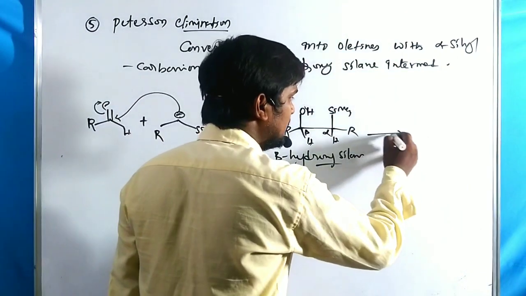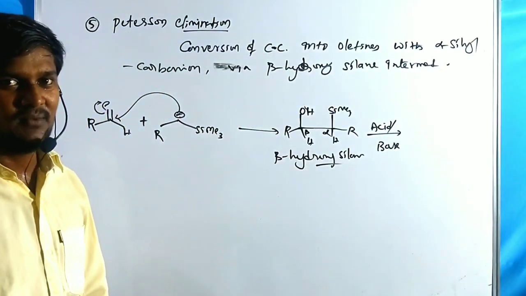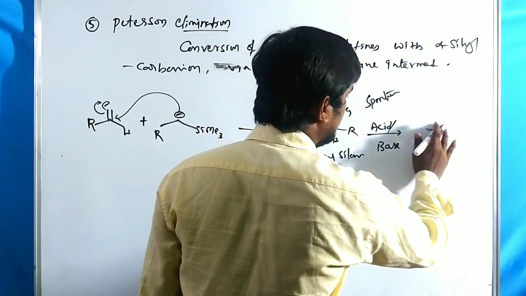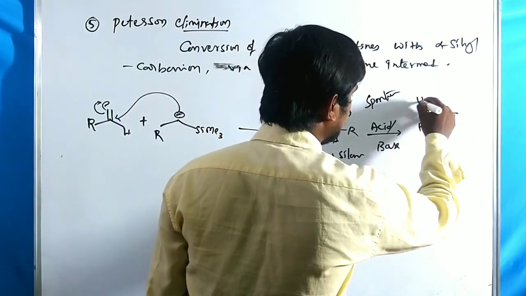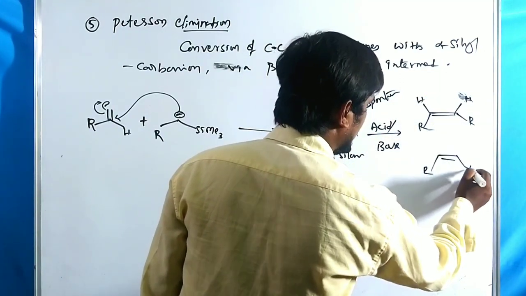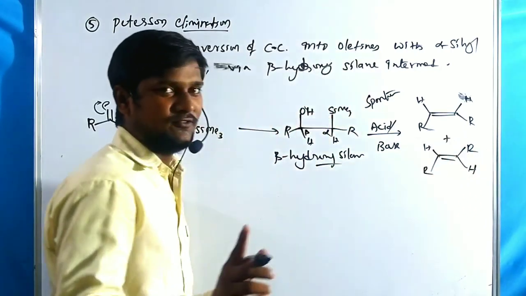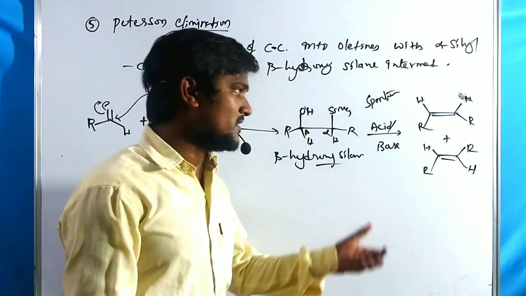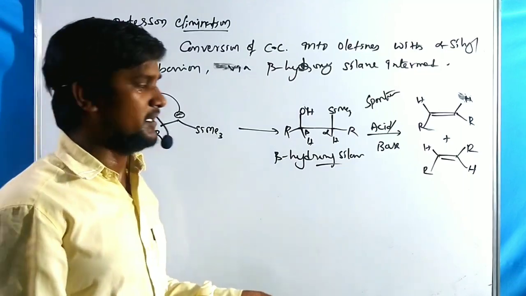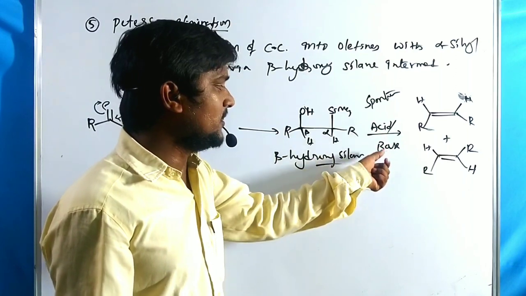That is the intermediate. Now here we use either acid or base, so it promotes both media, acidic medium or basic medium. It occurs like a spontaneous reaction. Now it forms either the cis form or the trans form. Only one isomer is formed, either the cis or the trans product. Among these two, only one isomer is formed. That is called stereospecific, the production of a single isomer from different isomers of a starting material. Here only one product is formed based on our acidic or basic condition.